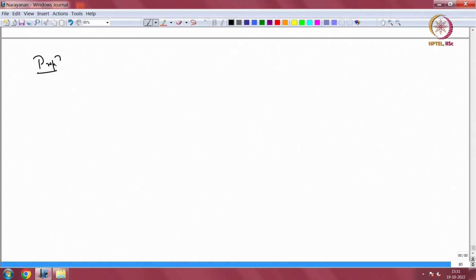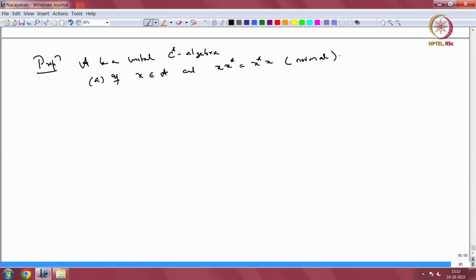So, just to continue the study of Banach algebras and C-star algebras, we have this proposition. Let A be a unital C-star algebra. If x is in A and x star equal to x star x... Okay. So, such elements are called normal elements, right. So, compare it with what you know for operators.